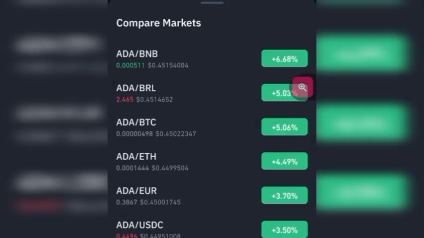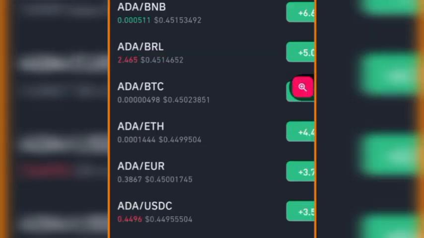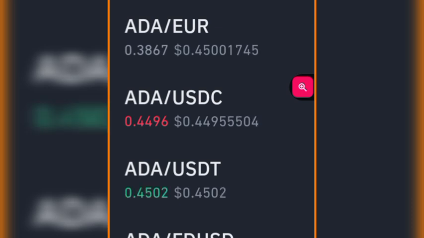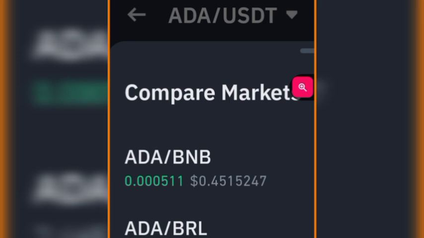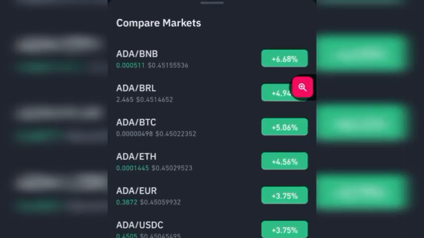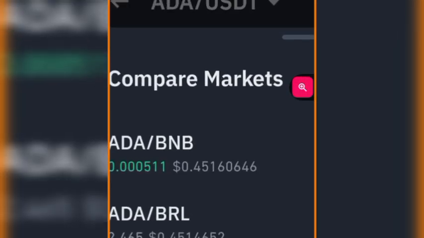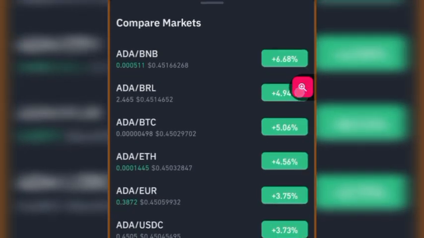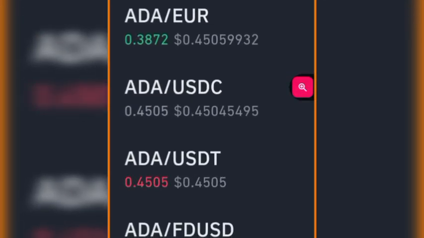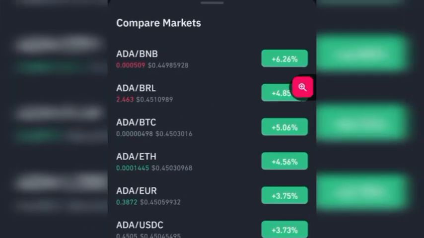Don't forget that we said that ADA USDT looks like the smallest price. It's 4501, 4502. But look here, we've got ADA BNB as 4515. So if I take that and subtract, this is 4516 now. Let's go back and see what ADA USDT is, 4505. That's like 0.001, right? So let's start with that.